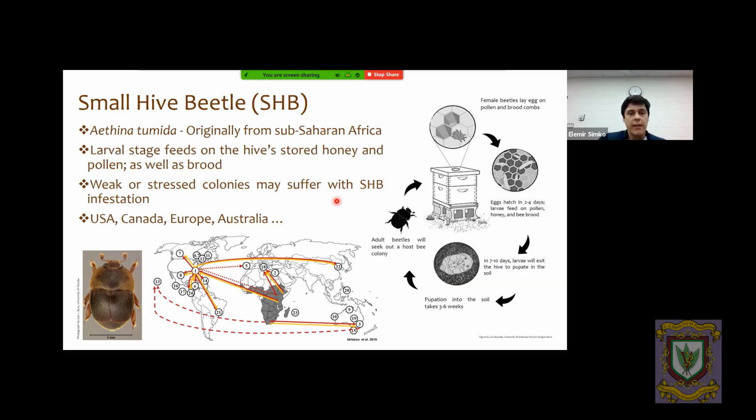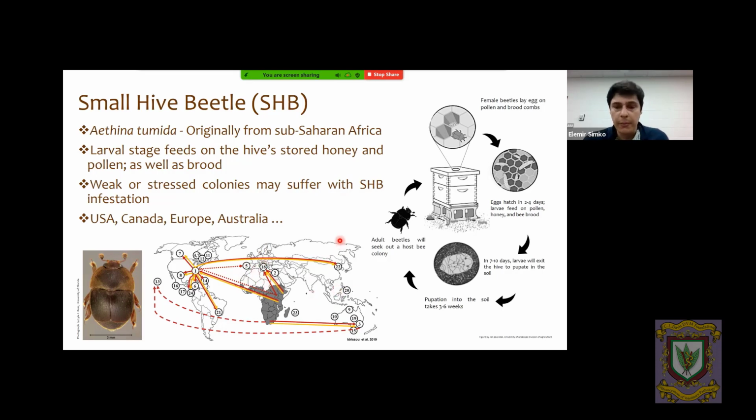So it's considered a secondary pest here. And it has been scattered all over the world. In this map, we see different arrows. Those arrows represent introduction events. So we see that we already have records of this beetle in the USA, Canada, some parts of Europe, even Australia.